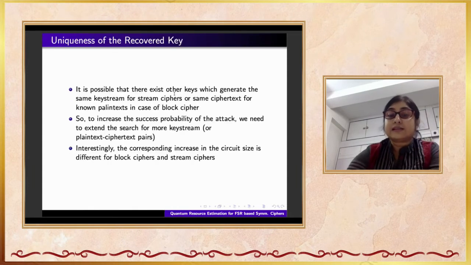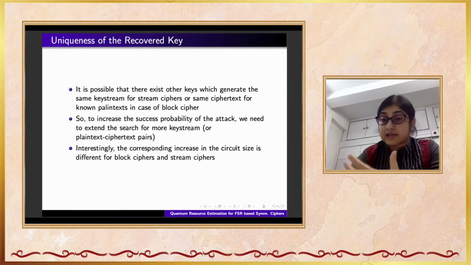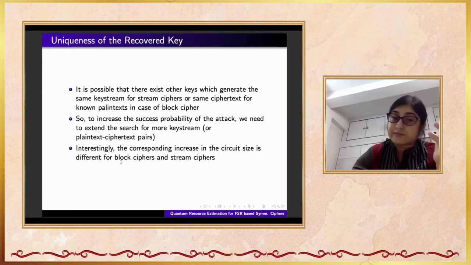It is possible that there exist other keys which generate the same key stream for stream ciphers or the same cipher text for known plain text in case of block cipher. So, to increase the success probability of the attack, we need to extend the search for more key streams in case of stream cipher and for more plain text cipher text pairs in case of block cipher. Interestingly, the corresponding increase in the circuit size is different for block cipher and stream cipher.